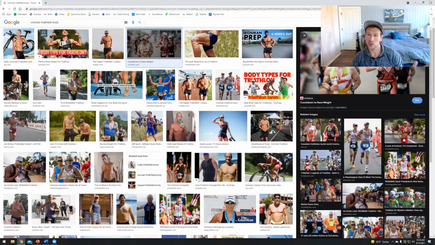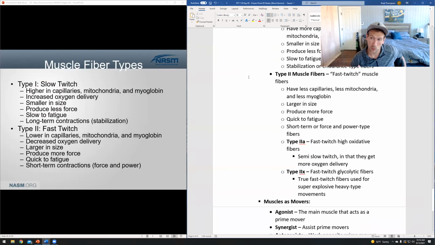So you can absolutely train to develop either more type 1 fibers or more type 2 fibers. It just depends on what type of training you're doing.